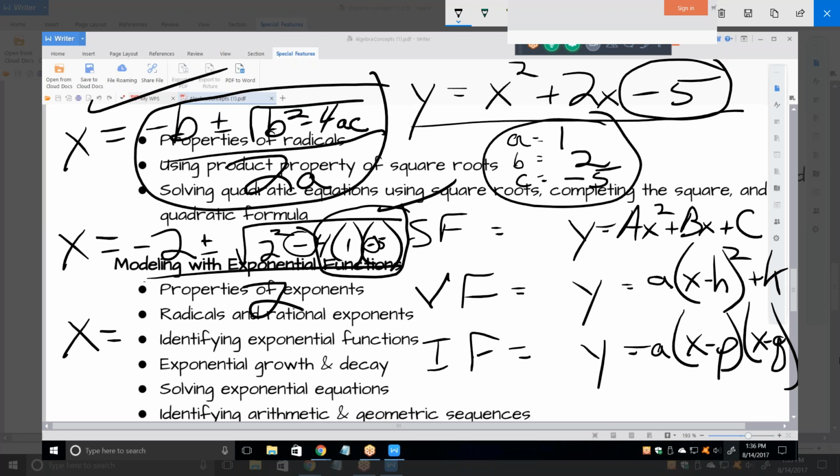So write everything else for me. It would be negative 20. Negative 2. Oh, negative 2 plus or minus the square root of 2 squared. What's 2 squared? 4 minus negative 20. Okay. So what?